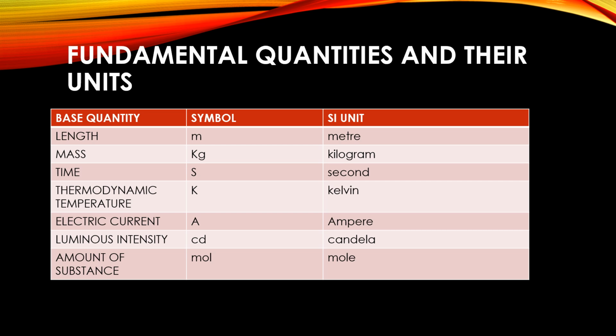These seven quantities are called fundamental quantities because they are basic and independent, and all other quantities are derived from them. Example, speed is equal to distance divided by time. Here distance and time are fundamental quantities. So understanding the SI system and fundamental quantities is very important because they are the base of physics.